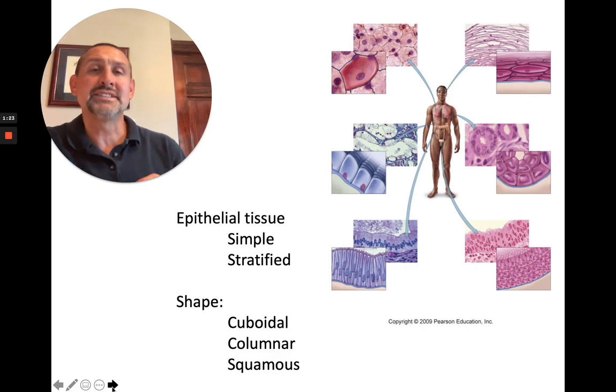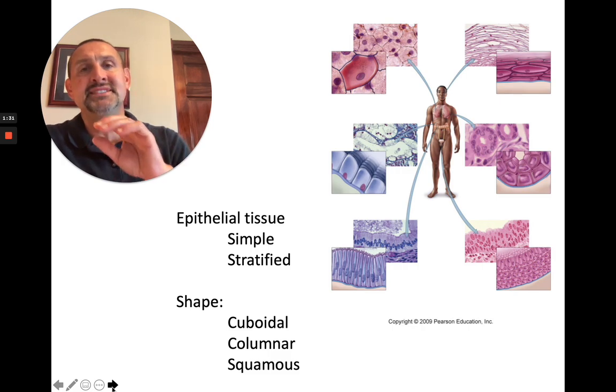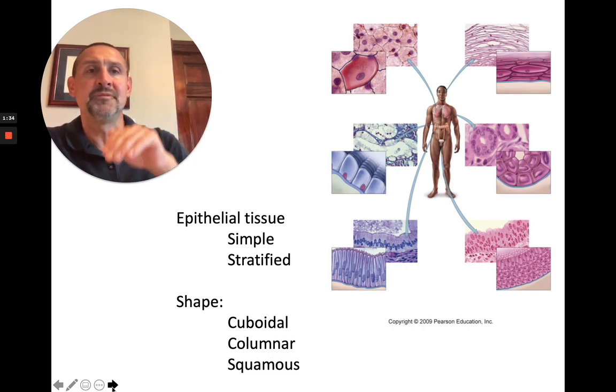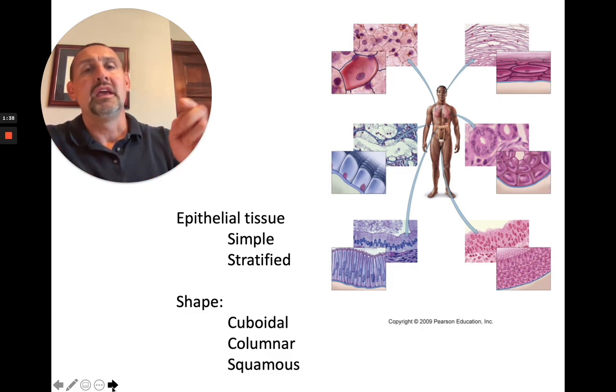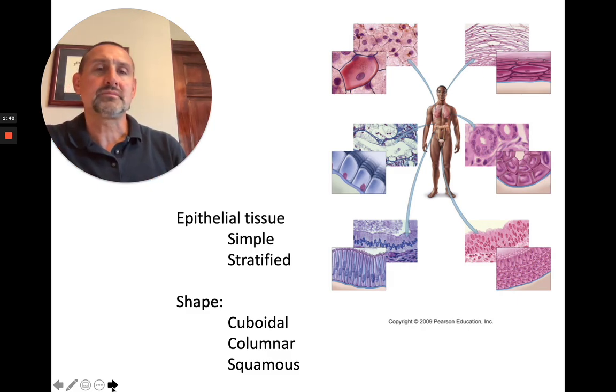We can classify epithelial tissue into two major categories, simple and stratified. Simple epithelial tissue just means the cells are in one single layer. Stratified means they're in multiple layers. If you take a look at the diagram, on the one side is simple epithelial tissue. That's this side here. The other side is stratified epithelial tissue, where the cells are in layers.